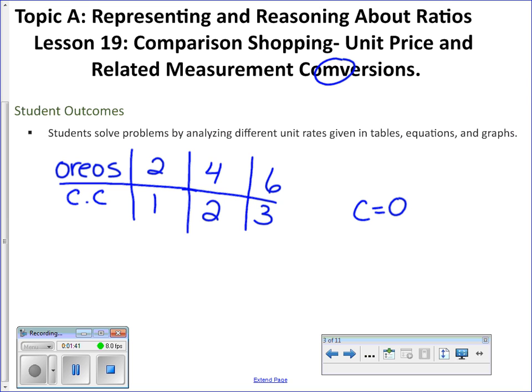Divided. What am I doing to my 1 to get to 2, my 2 to get to 4, my 3 to get to 6? What did I do every time to my cookies to get to my Oreos? Times it. Right, times it by what? 2. So I multiplied my chocolate chip cookies by 2 to equal my number of Oreos. So my equation is 2C equals O. O probably isn't the best variable to use because it looks like a 0, but you know what I mean.